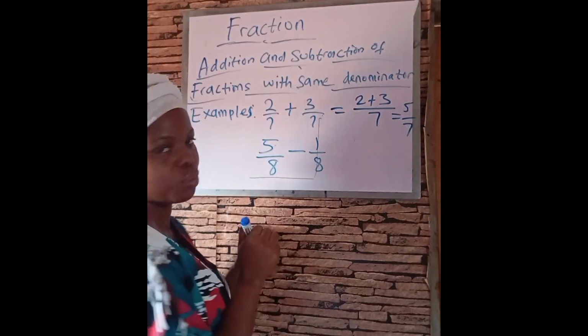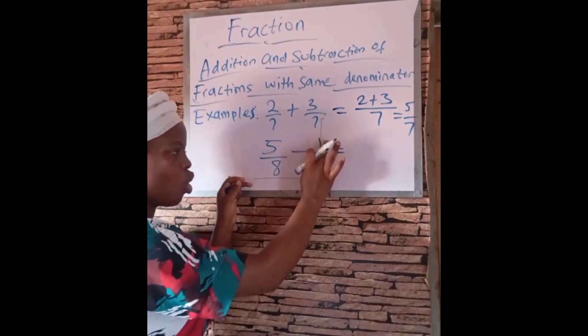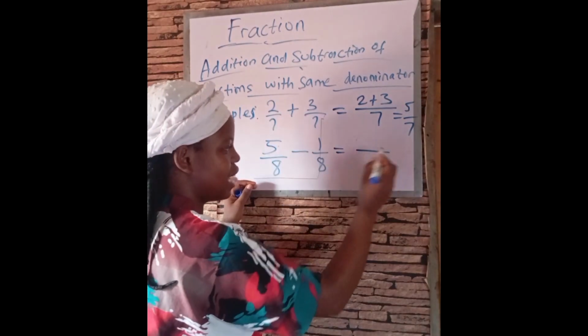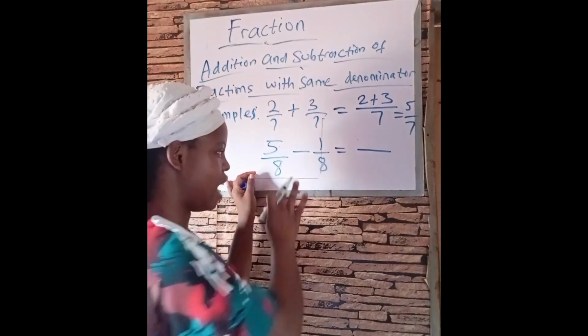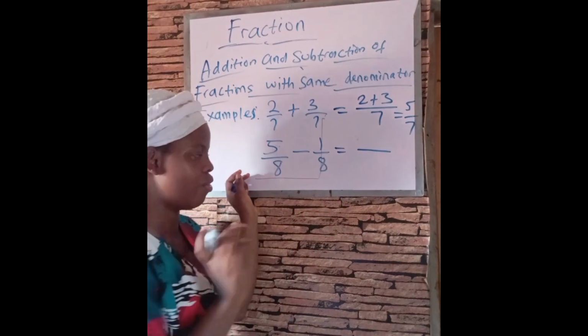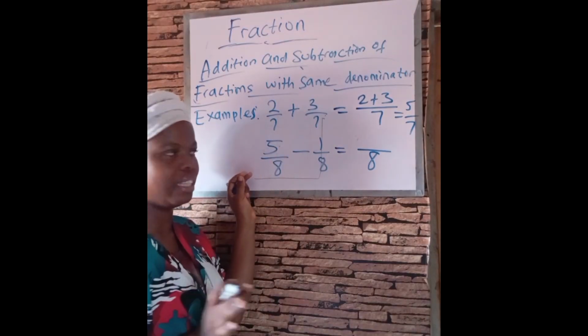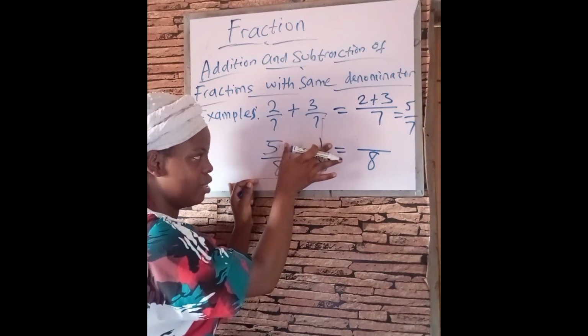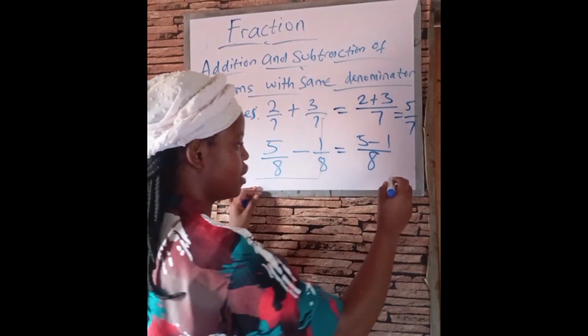The same thing with this one as well. We have 5/8 minus 1/8. So the rule is that you keep the denominator. Since they have the same denominator, just keep it. Write one down, 8. Then apply whatever operation you can see here. We have 5 minus 1. 5 minus 1 is 4.